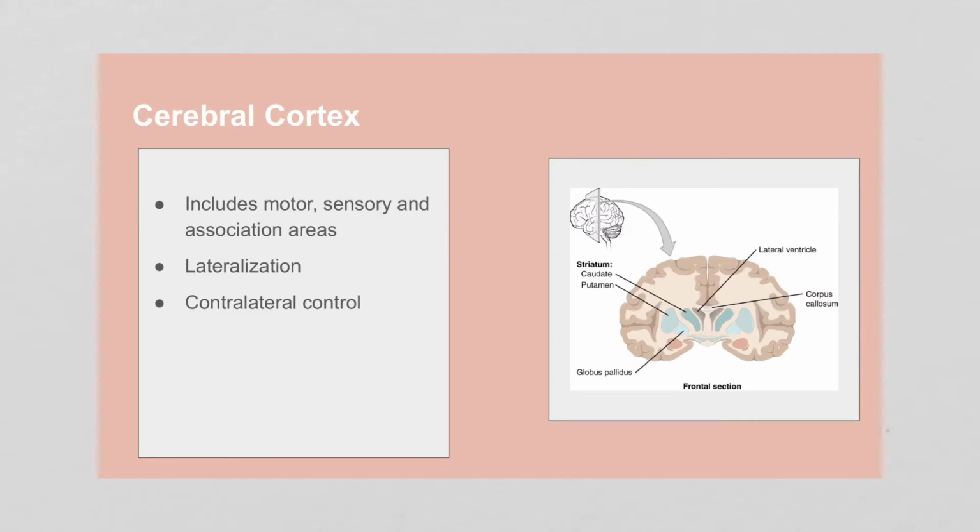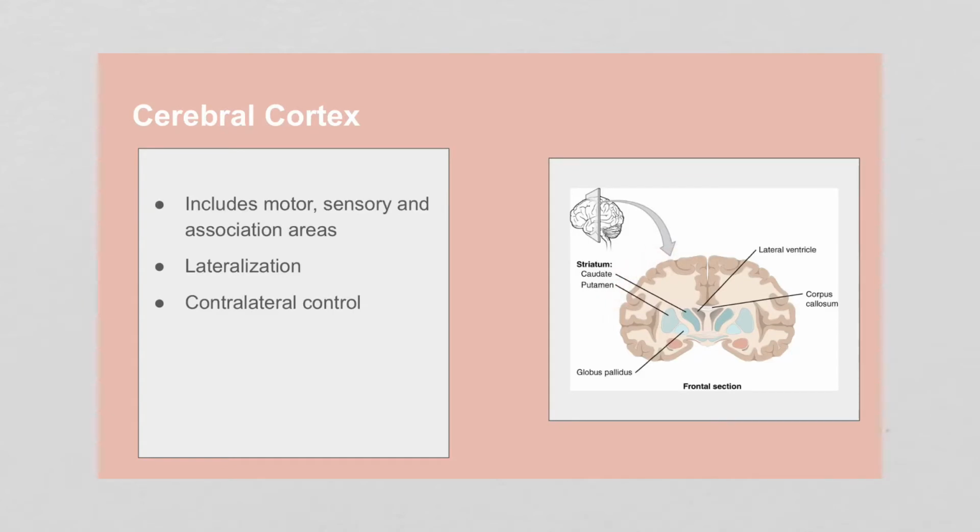The gray matter that's found on the outside of the cerebrum forms what's called the cerebral cortex. And again, this is where we find cell bodies and very short unmyelinated neurons. And this is where motor information, sensory information, and our understanding of different stimuli happens.